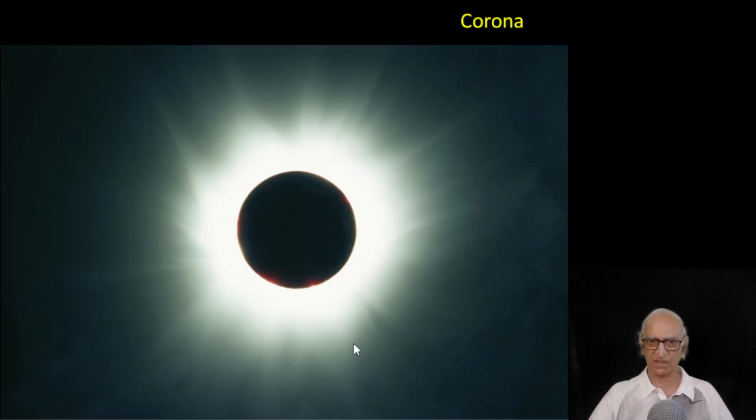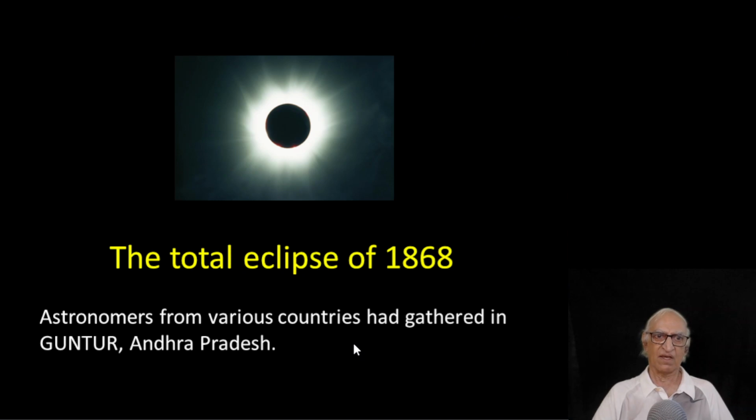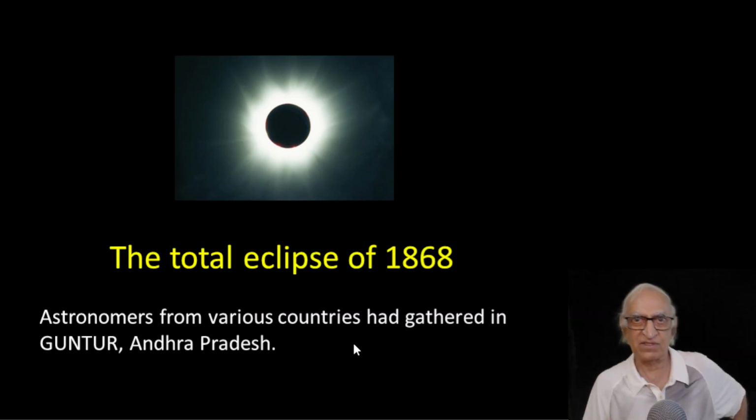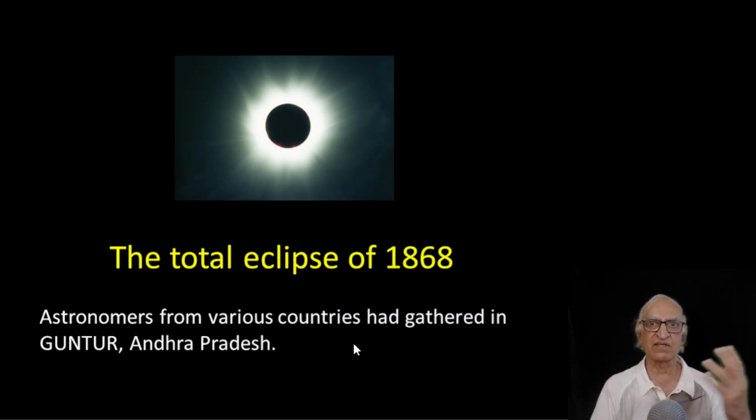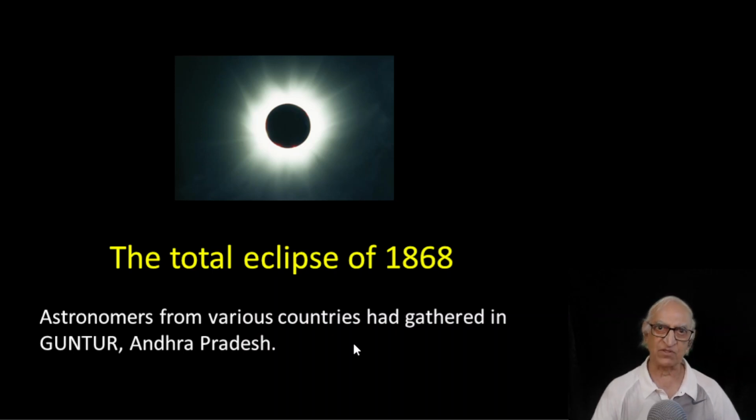When there is a total eclipse, one sees the remarkable phenomenon of the corona. And when there is a total eclipse, astronomers gather all over the world at vantage points to study it. One such eclipse occurred in the year 1868. It's a very famous eclipse, and astronomers gathered in various vantage points on the surface of the Earth. One such place was Guntur, presently in Andhra Pradesh. Astronomers from France, England, Scotland, Ireland, you name it, they were all there.